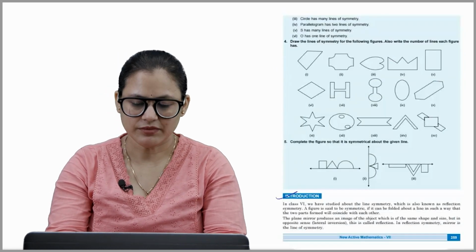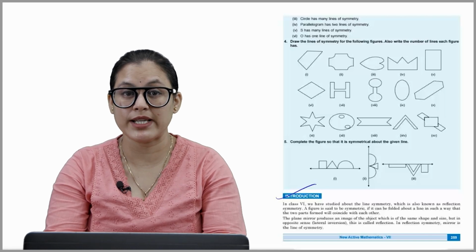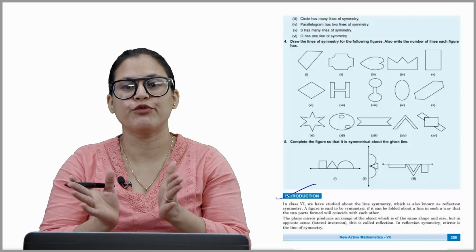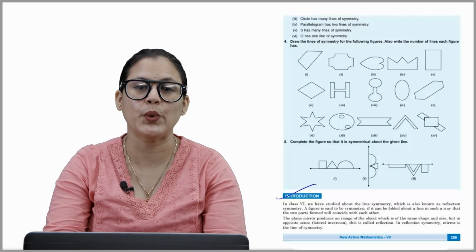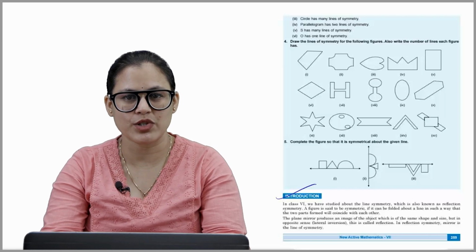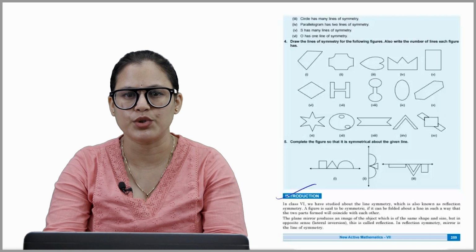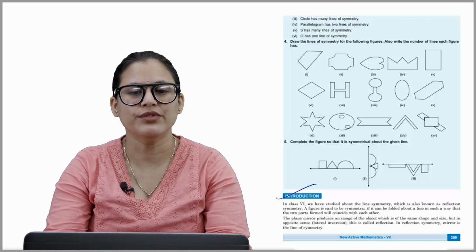Introduction. In class 6, we have studied about the line of symmetry, which is also known as reflection symmetry. A figure is said to be symmetric if it can be folded about a line in such a way that the two parts formed will coincide with each other. The plane mirror produces an image of the object which is of the same shape and size but in opposite sense, that is lateral inversion. This is called reflection. In reflection symmetry, the mirror is the line of symmetry.